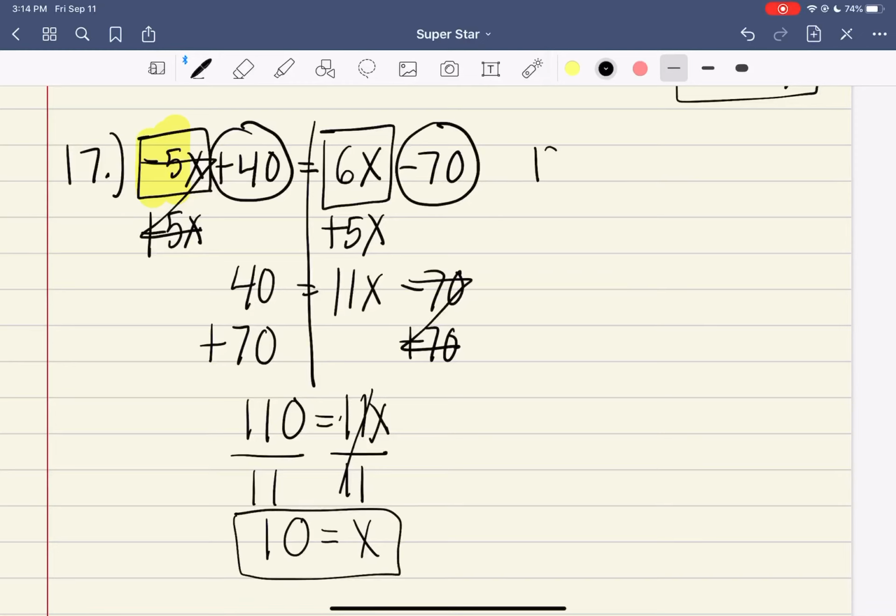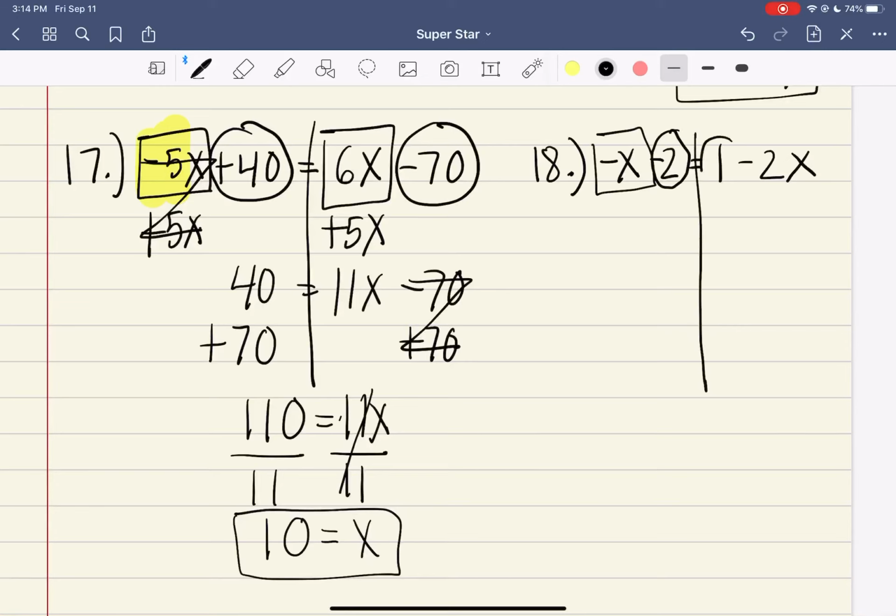And our last problem is going to be -x minus 2 equals 1 minus 2x. So box our variable, circle our constant, draw my line, circle constant, box variable. And now, again, no like terms, but we do have coefficients on both sides and variables. So we need to identify our least coefficient. And -2 is smaller than -1, so that's the one we're going to move. So we're going to add 2x to both sides.